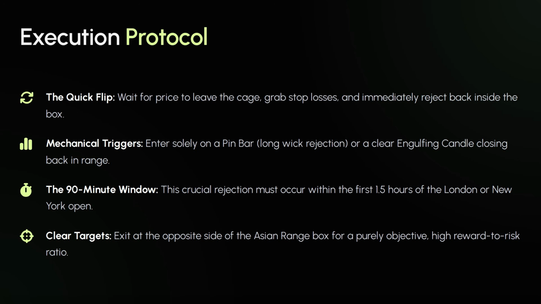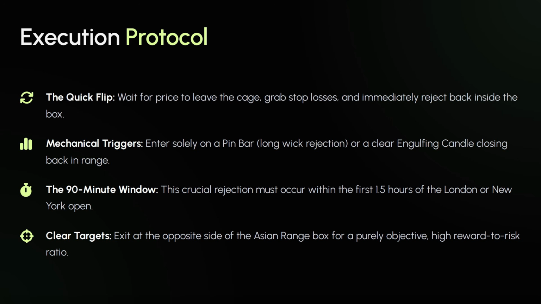Now, here's the execution protocol, and I want you to write this down. The rejection must happen within the first 90 to 120 minutes of the London and New York Open. You need to see a manipulation of the Asian high or low. Then you need the second manipulation of the Asian high and low. We don't enter on the first manipulation, but on the second. And here I will show you more in depth, in detail, how to do that with real market examples.